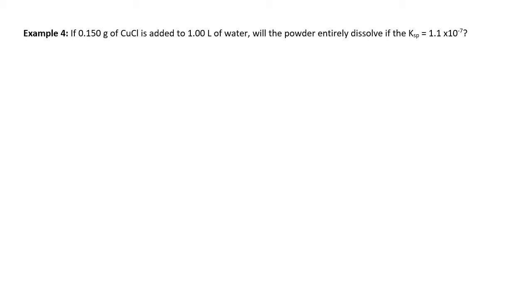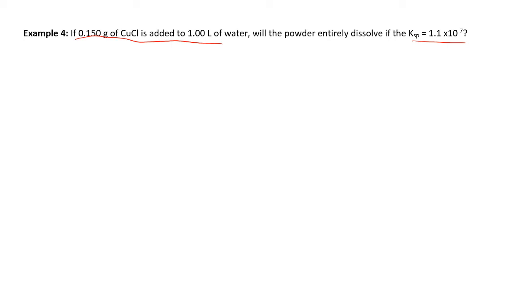So this one: if 0.150 grams of copper chloride is added to 1 liter of water, will the powder entirely dissolve if the KSP is 1.1 times 10 to the negative 7th? So how do we approach this? We've kind of got two situations here. We know how much we're actually adding to the water, so we can find the molarity of this situation. We've also got the KSP, so we can find the amount that would actually dissolve. Then we can compare those two values and see how they line up.